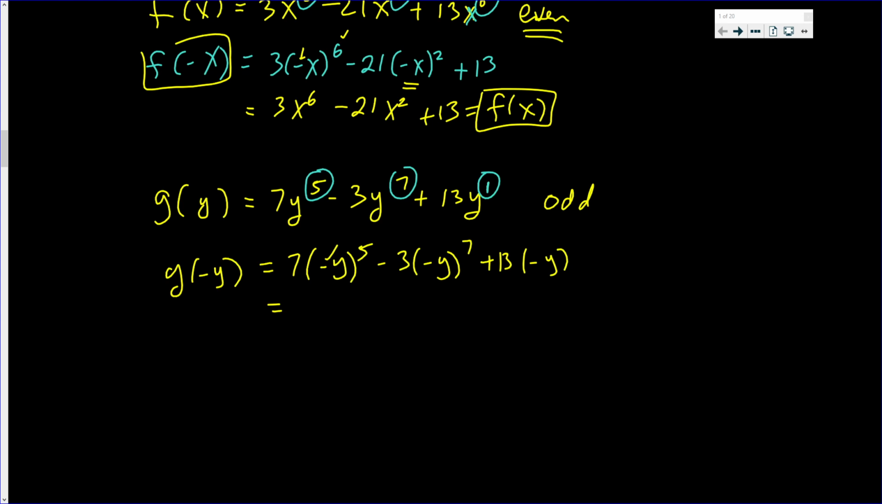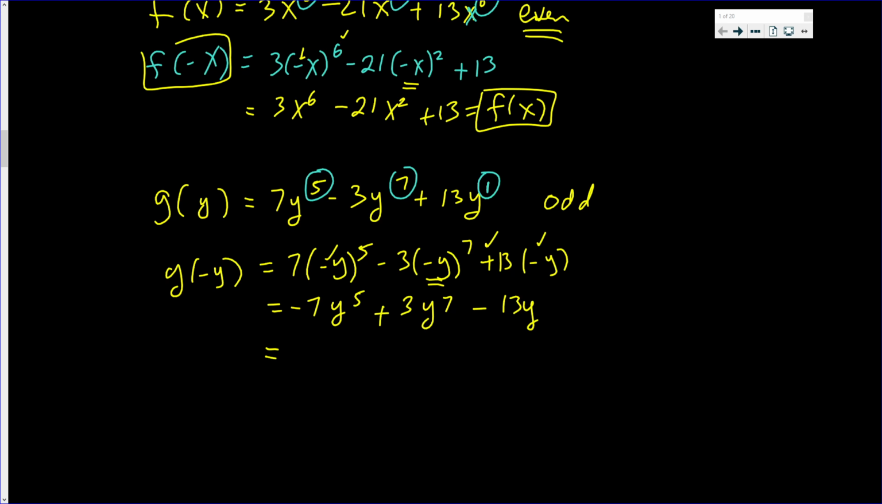Negative to itself 5 times is negative, times 7 times y to the 5th, minus. Negative times itself 7 times is a negative, which will make that positive, times the 3 times y to the 7th. A positive times a negative is a negative.